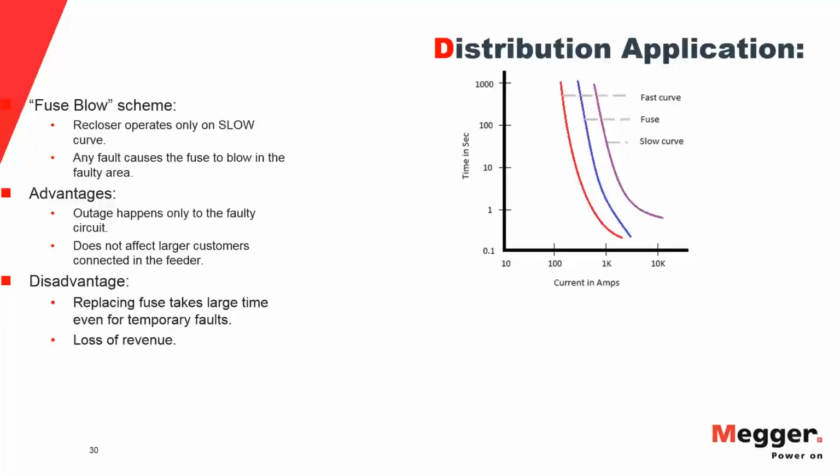The fuse blow scheme is the other way around. You only operate on slow curves. So in this case, you're always waiting for the fuse to blow before opening and then sequentially reclosing. The advantage is that, well, you're not making someone who has nothing to do with the fault pay for the fault. But the disadvantage is that you always have to replace the fuse.